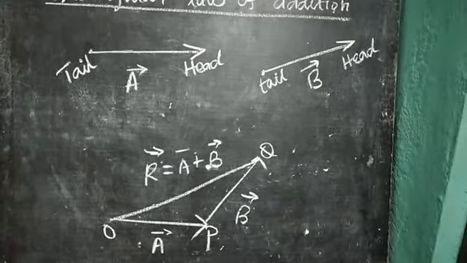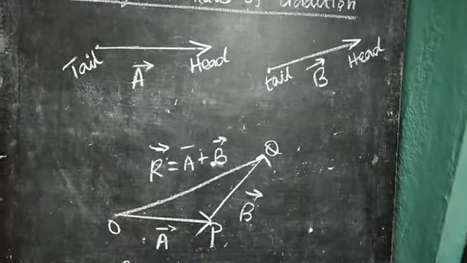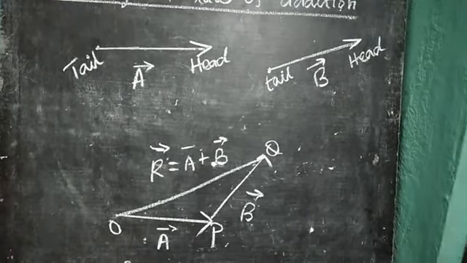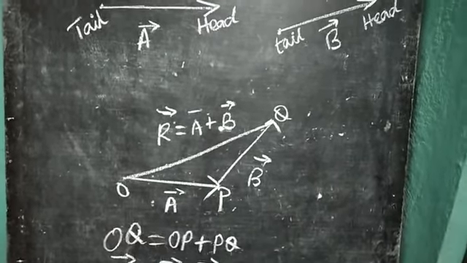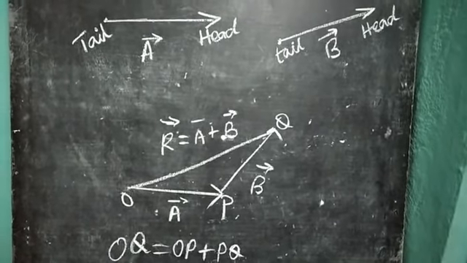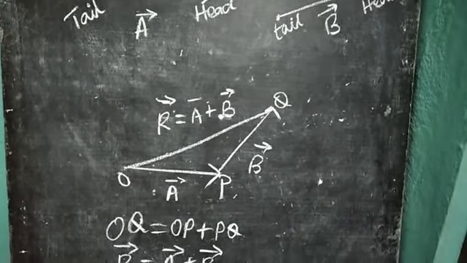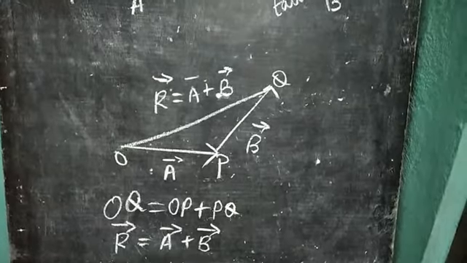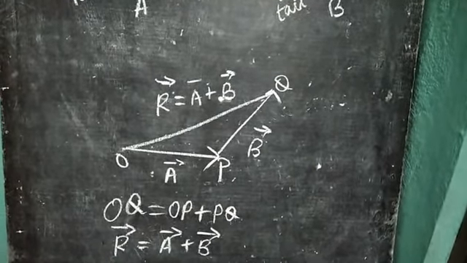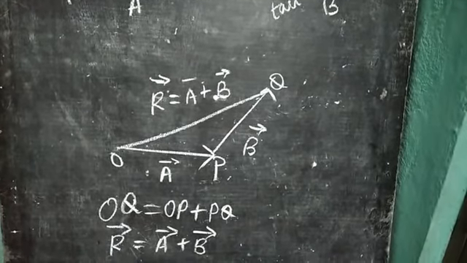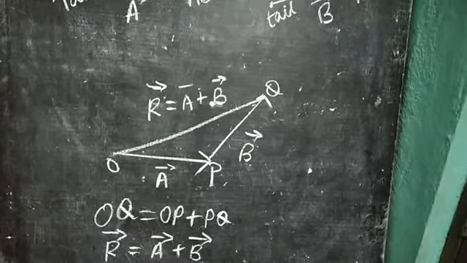The resultant vector R is the third side of the triangle, taken opposite to the triangle. So R vector equals A vector plus B vector. By the triangle law of addition, OQ equals OP plus PQ. From the diagram, OP equals A vector, PQ equals B vector, OQ equals R vector. So R vector is equal to A vector plus B vector.